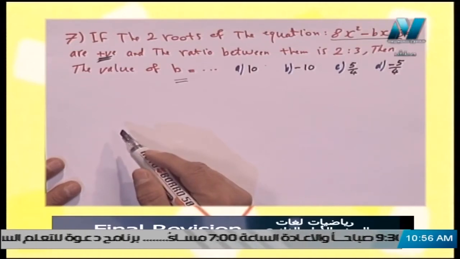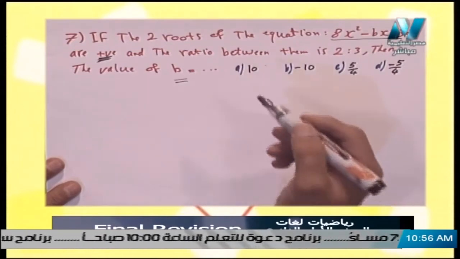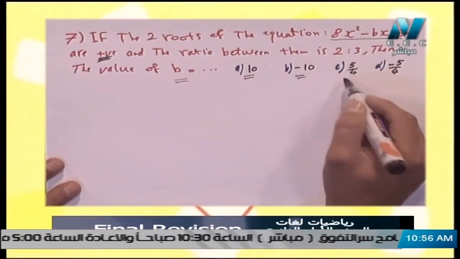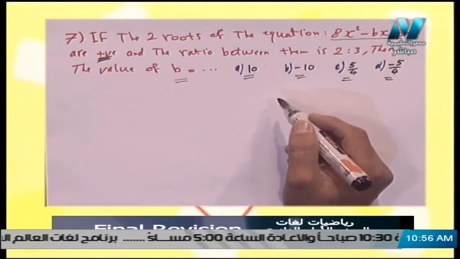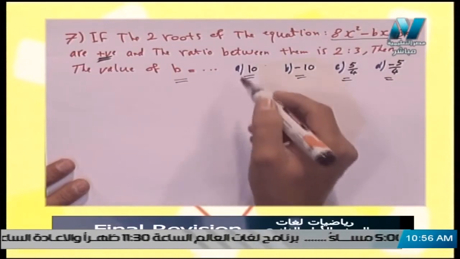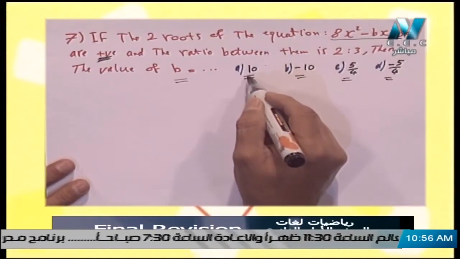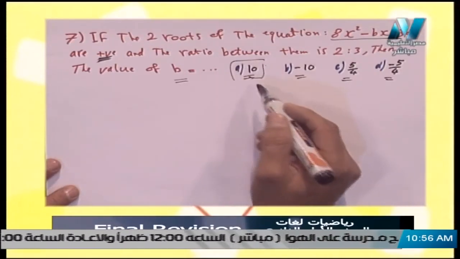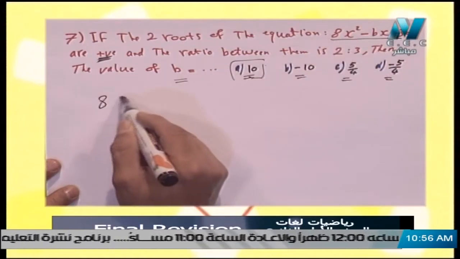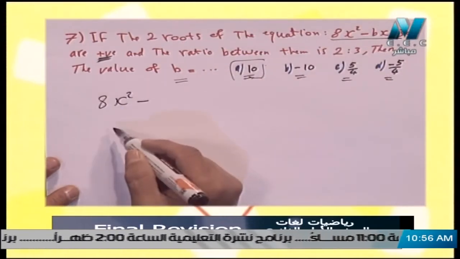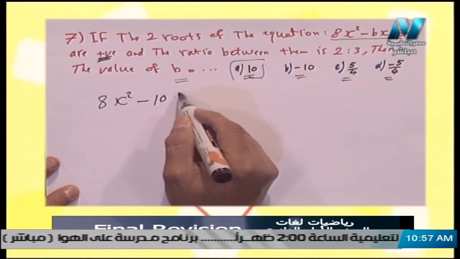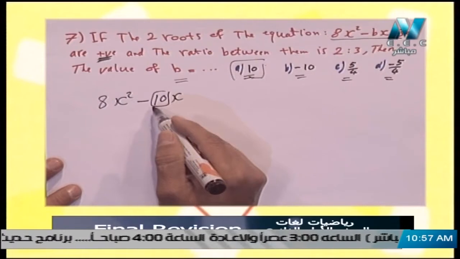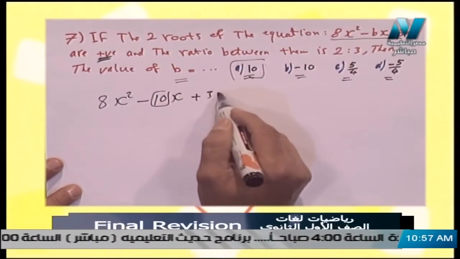Okay, my dear students, we can try to put b equals 10, negative 10, 5 over 4, negative 5 over 4. So the answer will be what? Okay, let's first substitute b by 10 to find out is it right or wrong. Here 8x power 2 minus 10x, we put here b as 10. We try to find out is it 10, is it right or not, plus 3 equals 0.